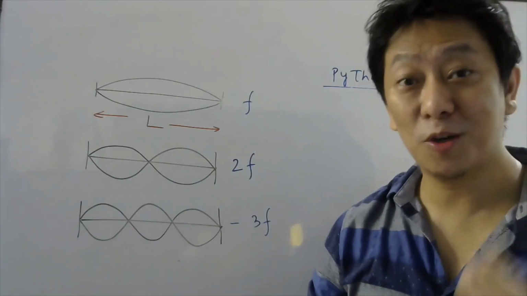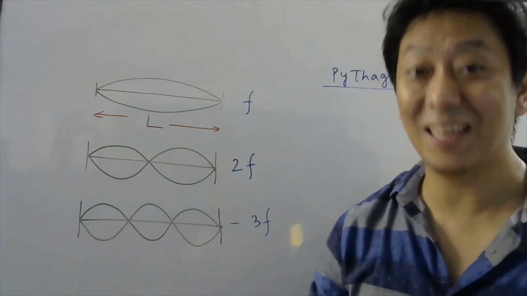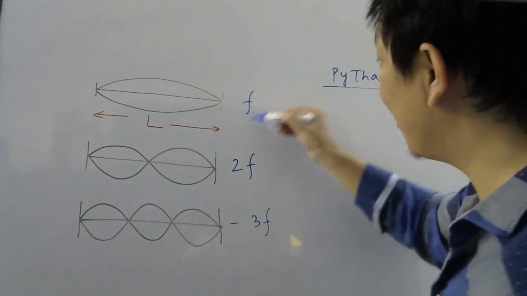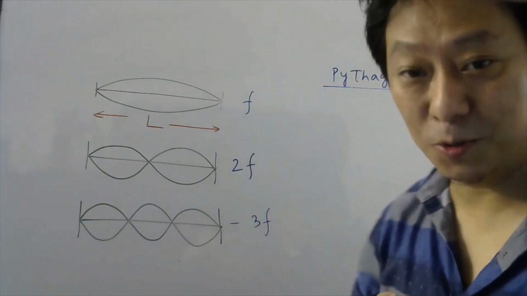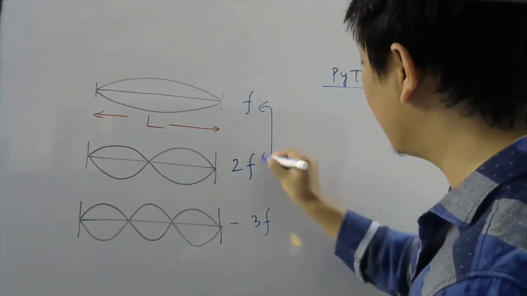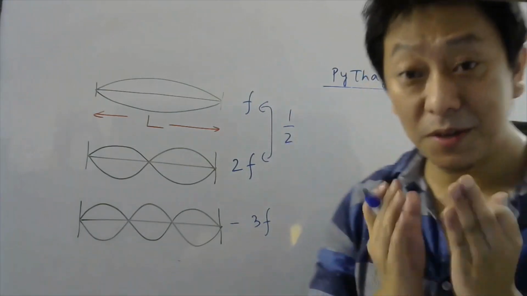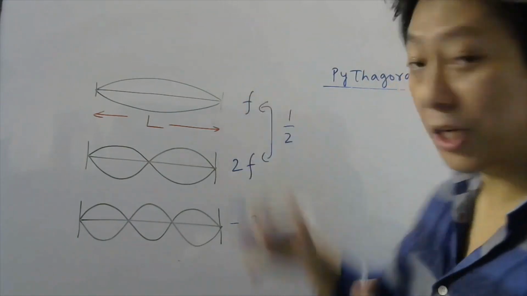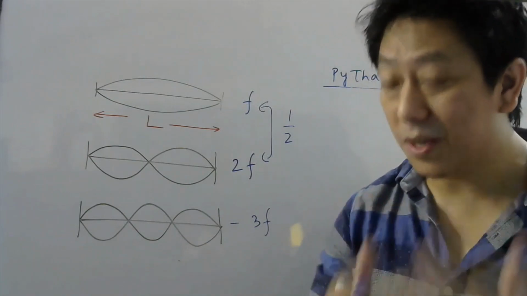Pythagoras was also one of the first to make a musical scale. If you look at this frequency f and this frequency 2f, the ratio of this would be 1 is to 2. It's a very simple ratio. So when these two are sounded together, they produce a pleasant sound.